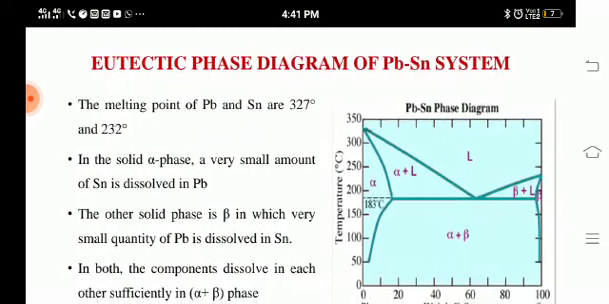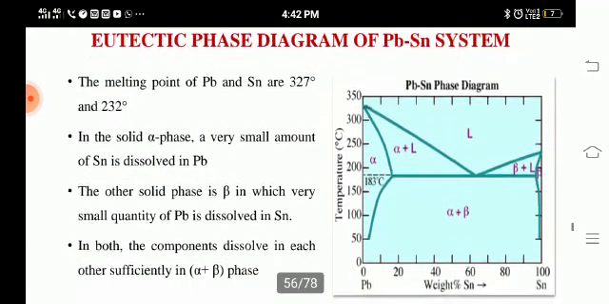First, the melting point of lead is 327 degrees centigrade and of tin is 232 degrees centigrade. See here, the melting points of lead and tin are almost close to one another. So the phase diagram is surely a eutectic phase diagram. In the solid alpha phase, a very small amount of tin is dissolved in lead. The other solid phase is beta, in which a very small quantity of lead is dissolved in tin.